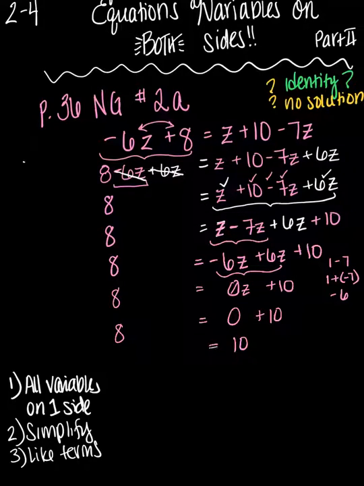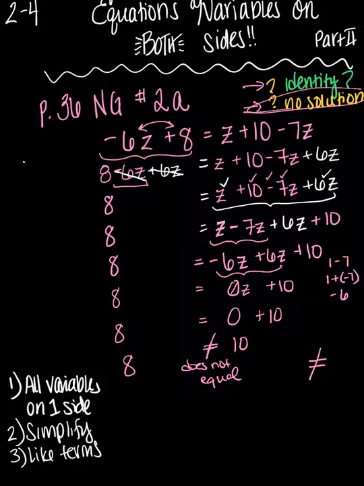And 10 does not equal 8. To indicate that something is not equal, I can draw an equal sign and a line through it. That basically is telling me 8 does not equal 10. Okay. Now that we have that, is this problem an identity or no solution? Well, if they don't equal each other, then there is no solution. There is no value for z that ends up working and proving this true. This equation has no solution.